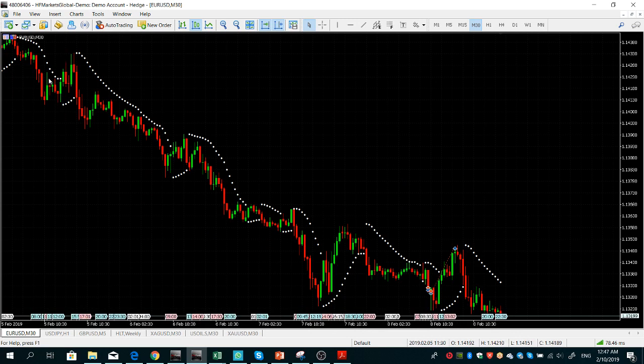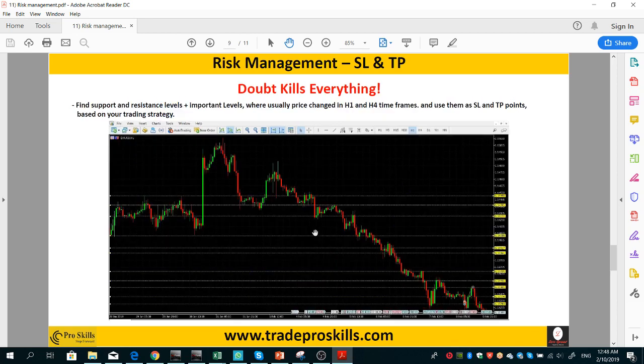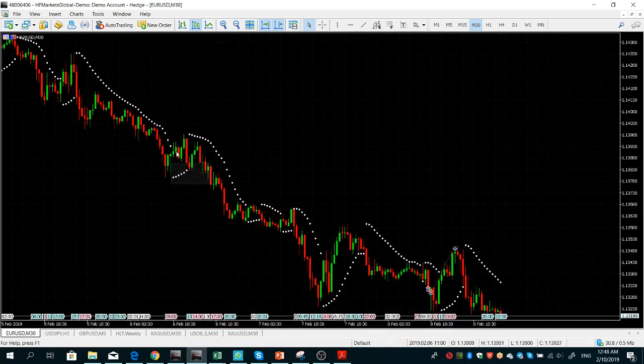What we're talking about is that if it's a downtrend, you have to go for sell. How can you find your stop loss? As I told, your trailing stop. Right now we are trying to find the stop loss or take profit. I told you one way is to use important levels, and I will explain that as well. Another way is to use a trailing stop.